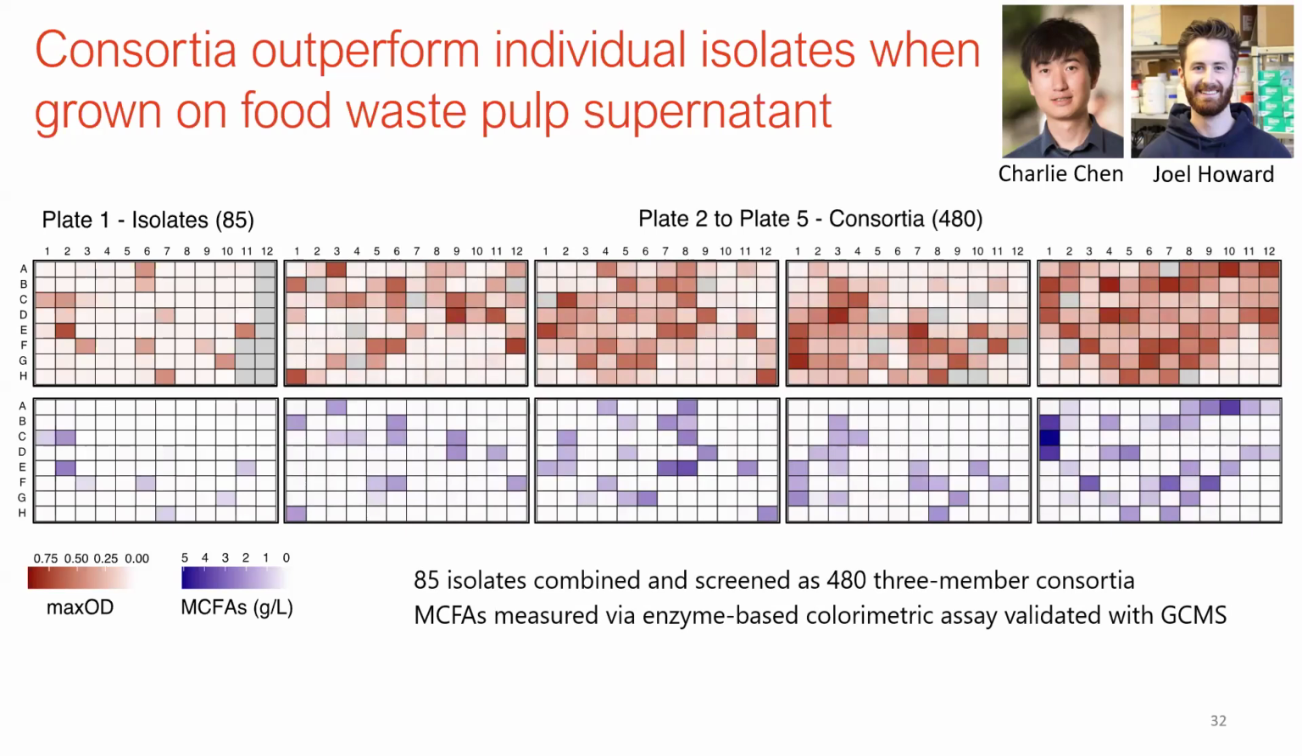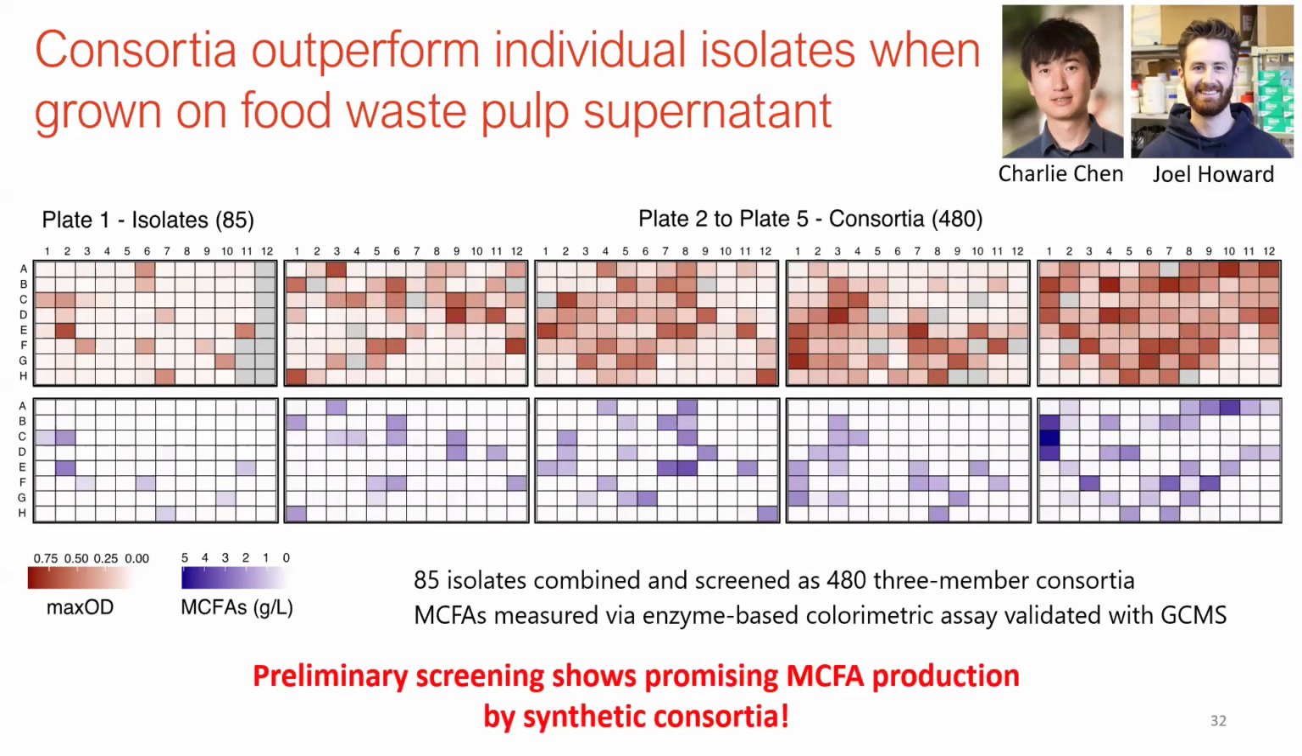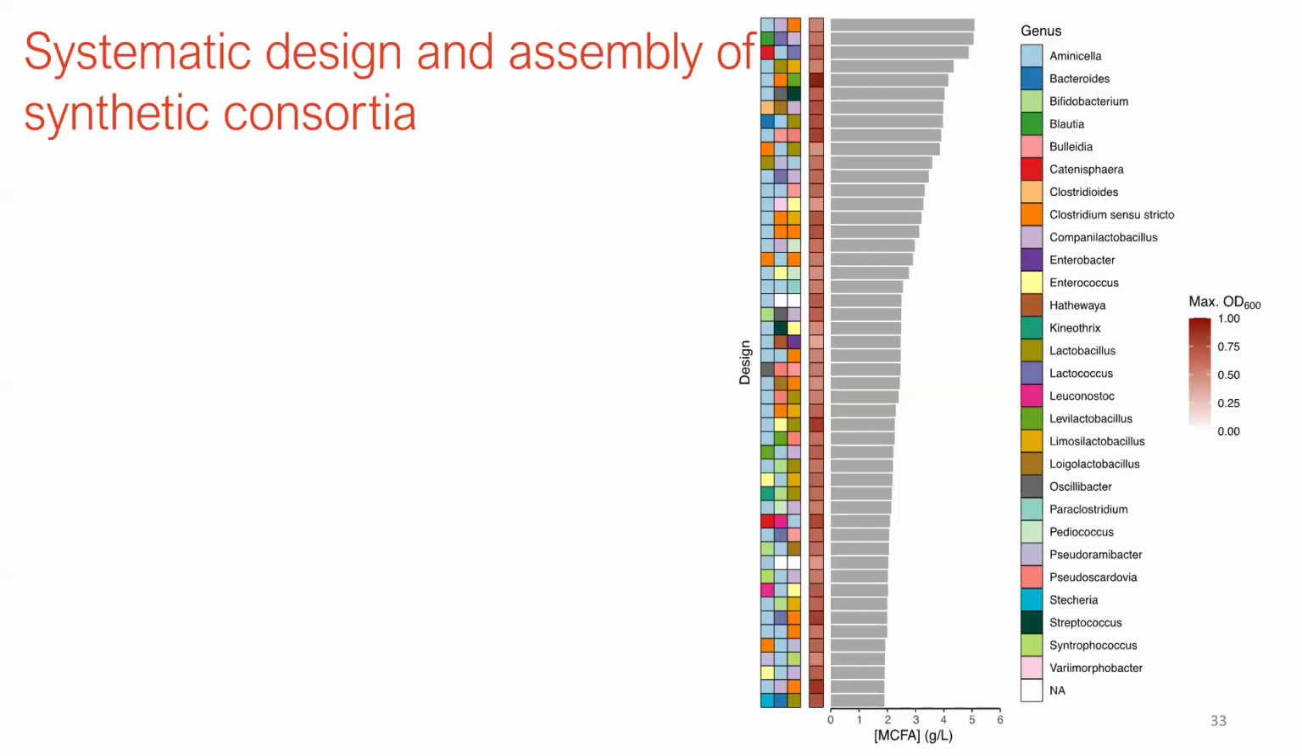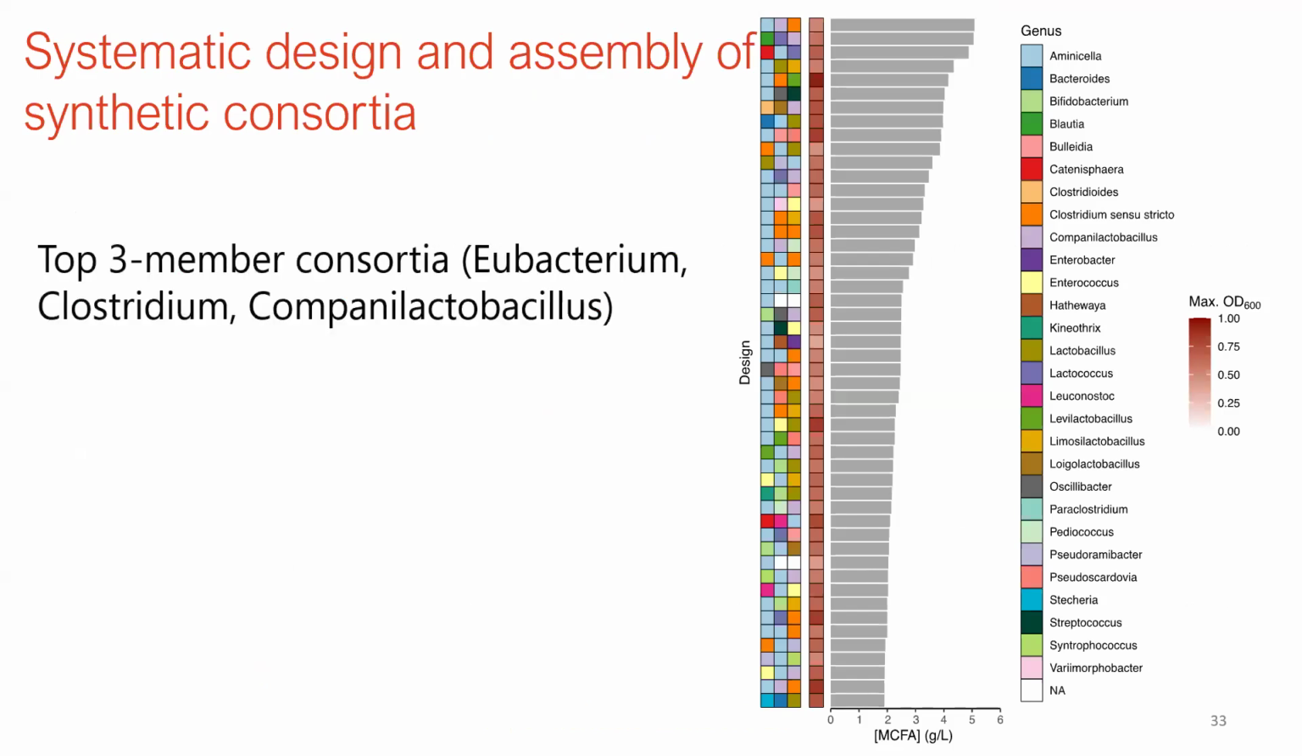This is really promising to us, and now we're really investing in this approach to keep going with different iterative cycles. Even these 3-member communities, it turns out, are very promising. Even with just 3 microbes and our top designs, they're already producing as much MCFAs as this mixed community, a little bit higher actually. So really promising. We're really excited about this to really hammer this home with our robot.